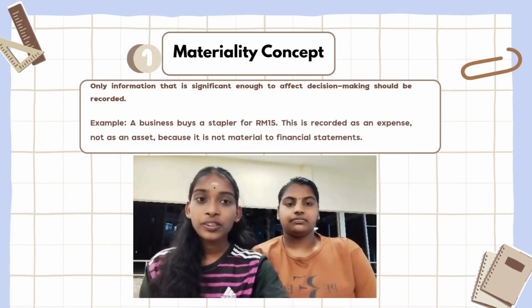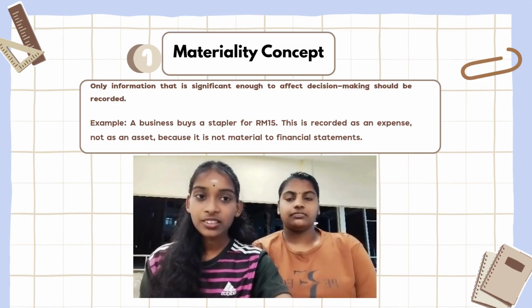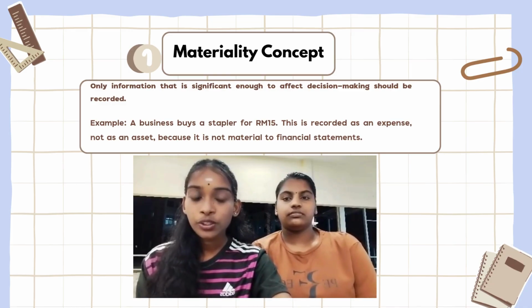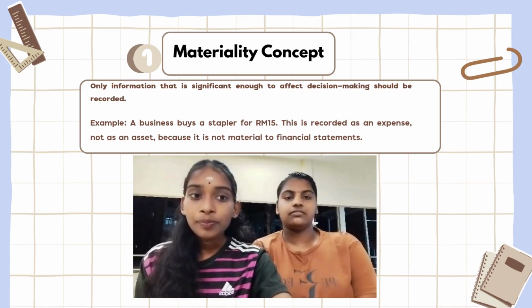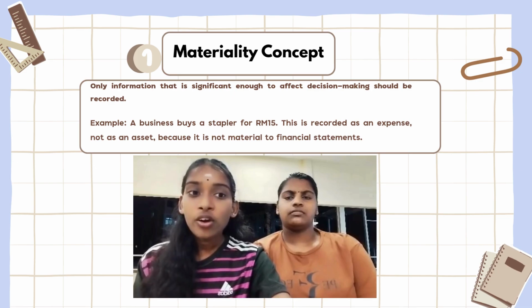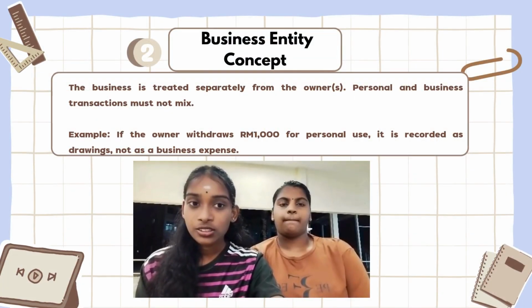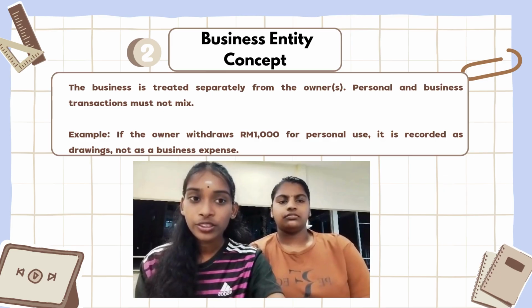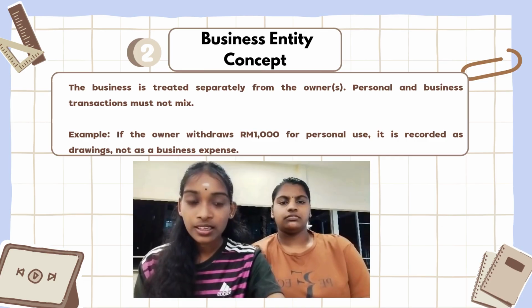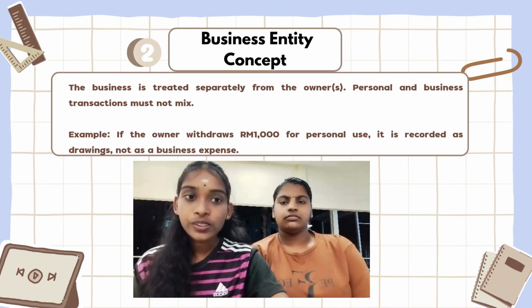Explain the accounting concepts below with suitable examples. The first one is the materiality concept. Only information that is significant enough to affect decision making should be recorded. Example, a business buys a stapler for 15 ringgit. This is recorded as an expense, not as an asset, because it is not material to the financial statements. Second, business entity concept. The business is treated separately from the owners. Personal and business transactions must not mix. For example, if the owner withdraws 1000 for personal use, it is recorded as drawings, not as a business expense.